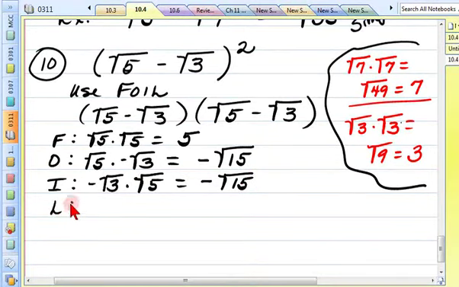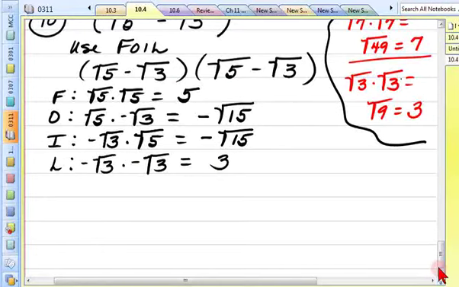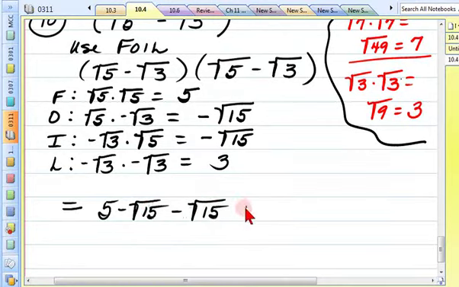The product of the last, negative square root of 3 times negative square root of 3. Negative times negative is positive. And what will I get? 3. Rational 3, plain old 3. So if I'm going to use FOIL, I'm going to get 5 minus the square root of 15 minus the square root of 15 plus a 3.